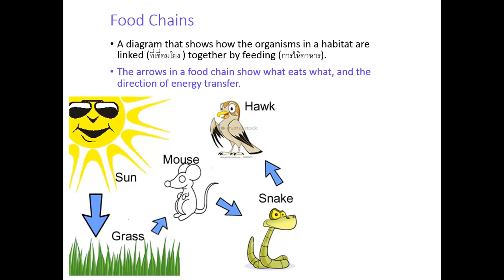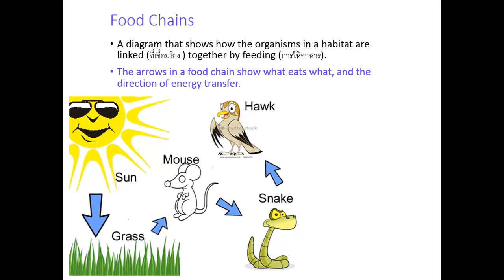All right, we're going to talk about food chains. Food chains are a diagram that show how the organisms in a habitat are linked together by feeding. Now, you already learned this in M1EP. But we're going to be talking more about the movement of the energy. So the arrows in a food chain show what eats what, and the direction of the energy transfer.